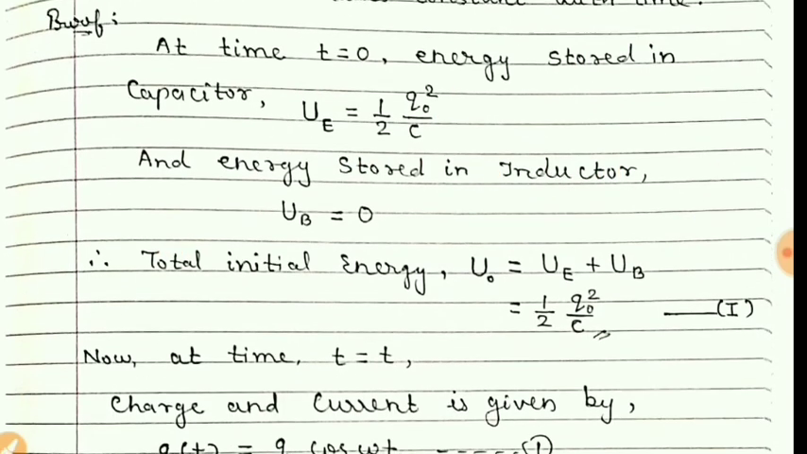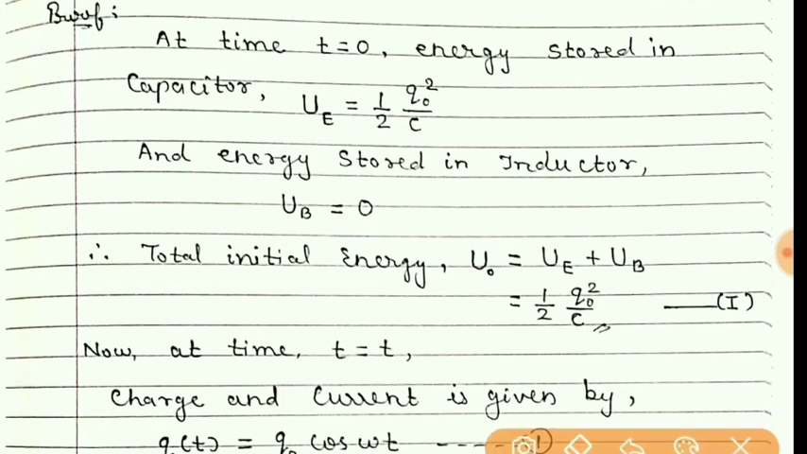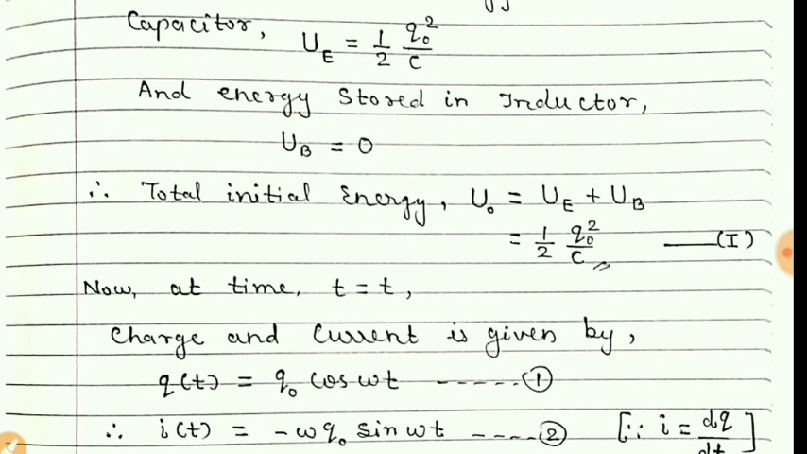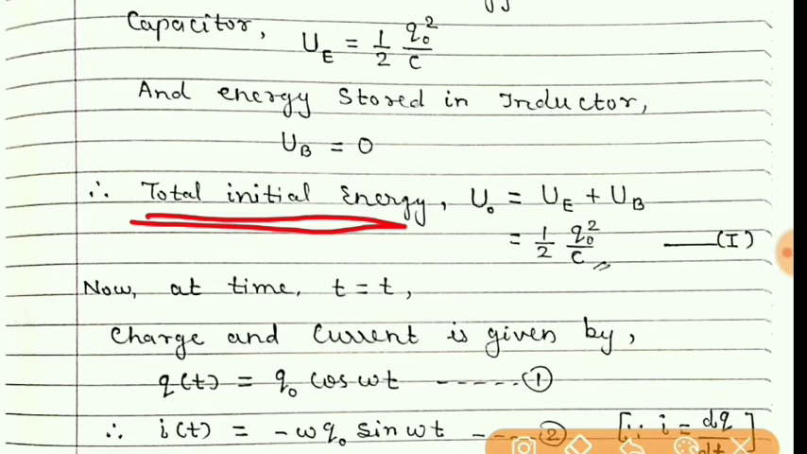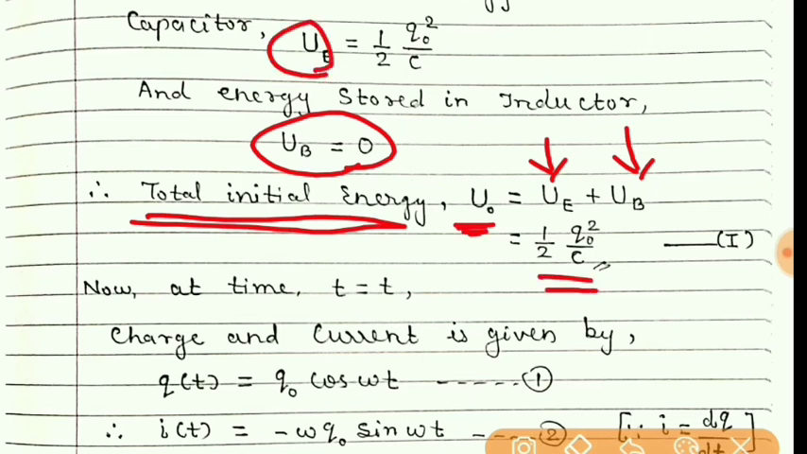Now at this time, the energy stored in the inductor is 0, because no current is flowing in a circuit, because the capacitor is yet to be connected, and hence we can say that the total initial energy of this system U naught is equal to Ue plus Ub, but as Ub is 0, so we get the total energy equal to Ue, which is half of q naught square by C. Let us give this equation number 1.